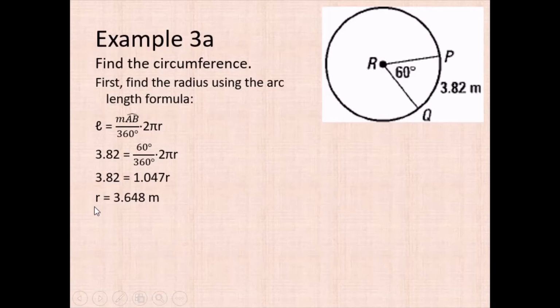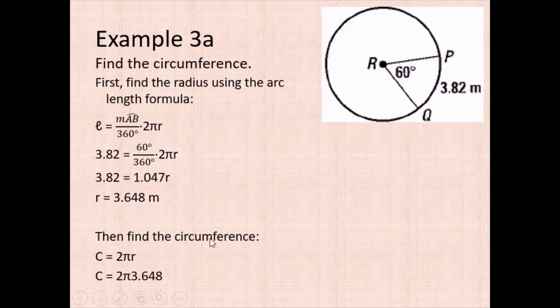Now I've got a measurement for r that I can use in the circumference equation, 2 pi r. So I take that answer and do 2 times pi times the 3.648, and that comes out to 22.924. So that's the circumference of this one here. So you see what we did there? We had to first of all find r, because I need an r to get the circumference. And with what I was given, I had to use the arc length formula, because I was given the arc length here, to figure out what r was. Once I got r, I could put it in C equals 2 pi r and get the final answer.